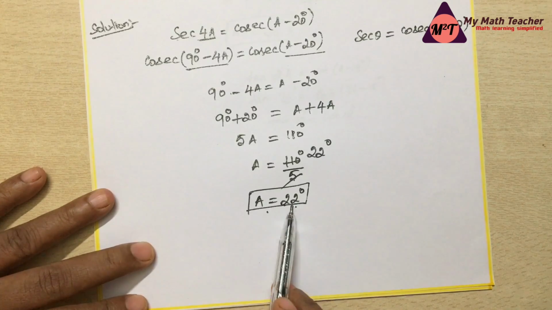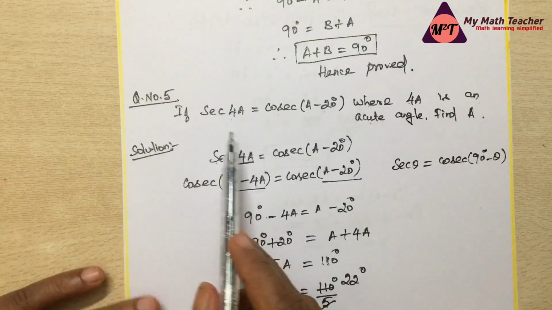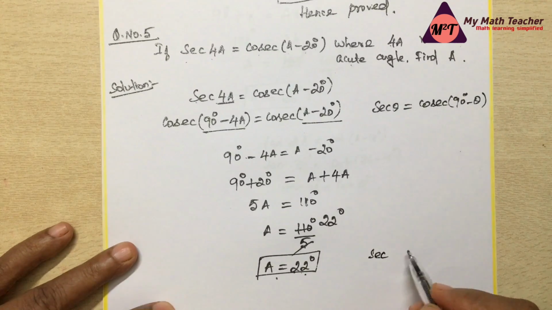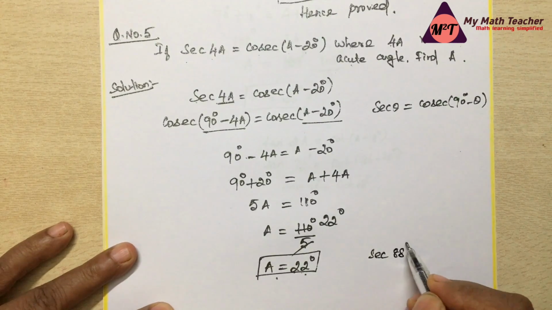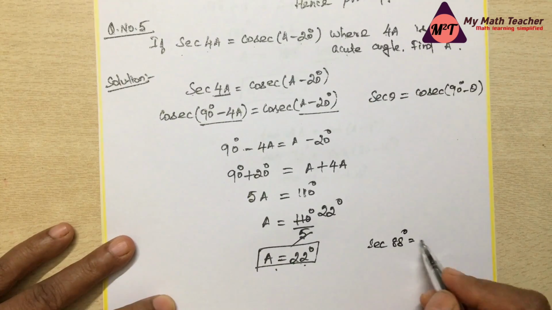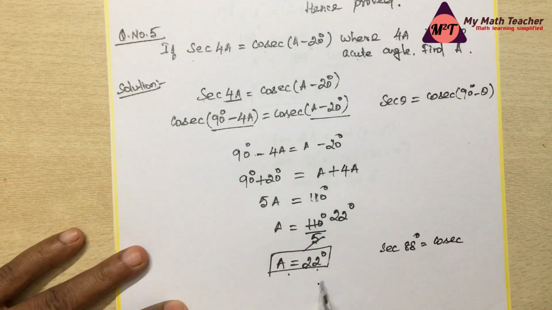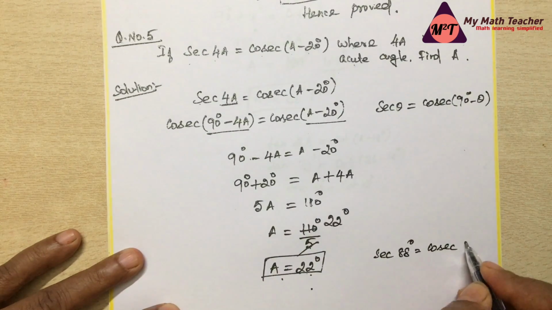Definitely it is an acute angle. Now you can check with your question also. That is secant 4A. 4A is nothing but 88 degrees, 4 times 22, that is equal to cosecant A value, which is 22 minus 20, becomes 2 degrees.